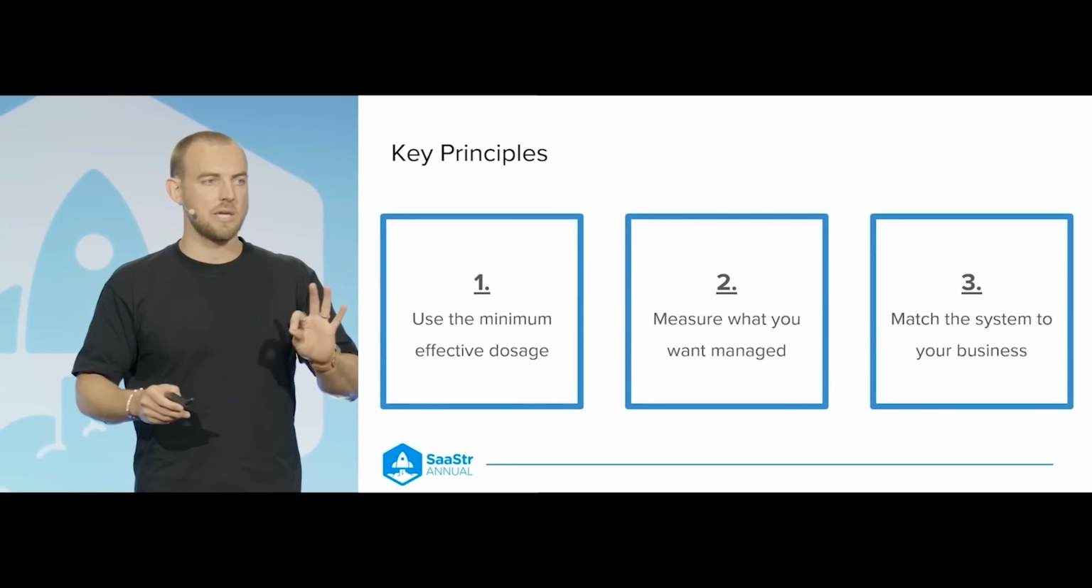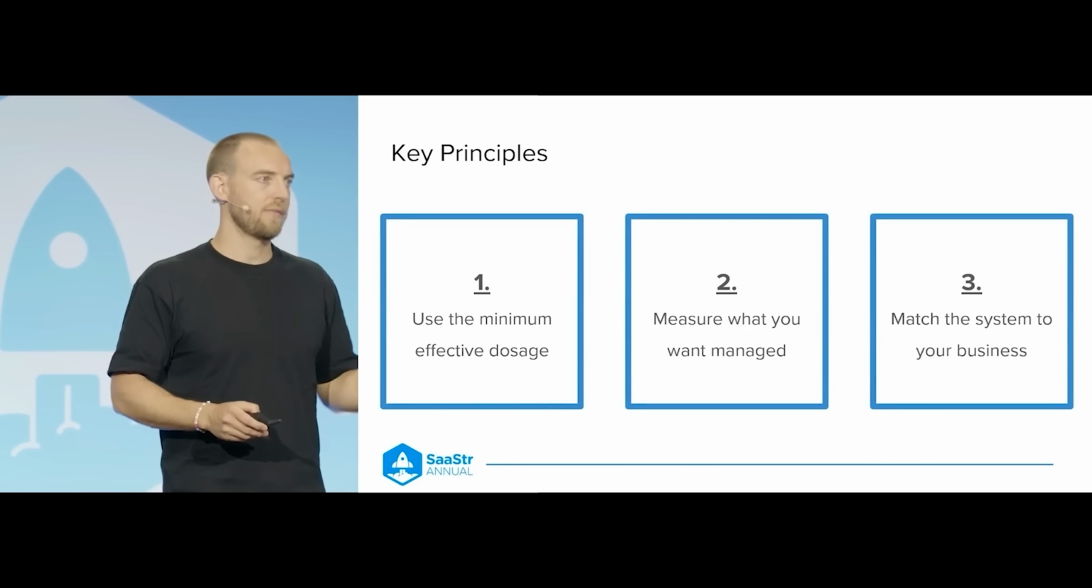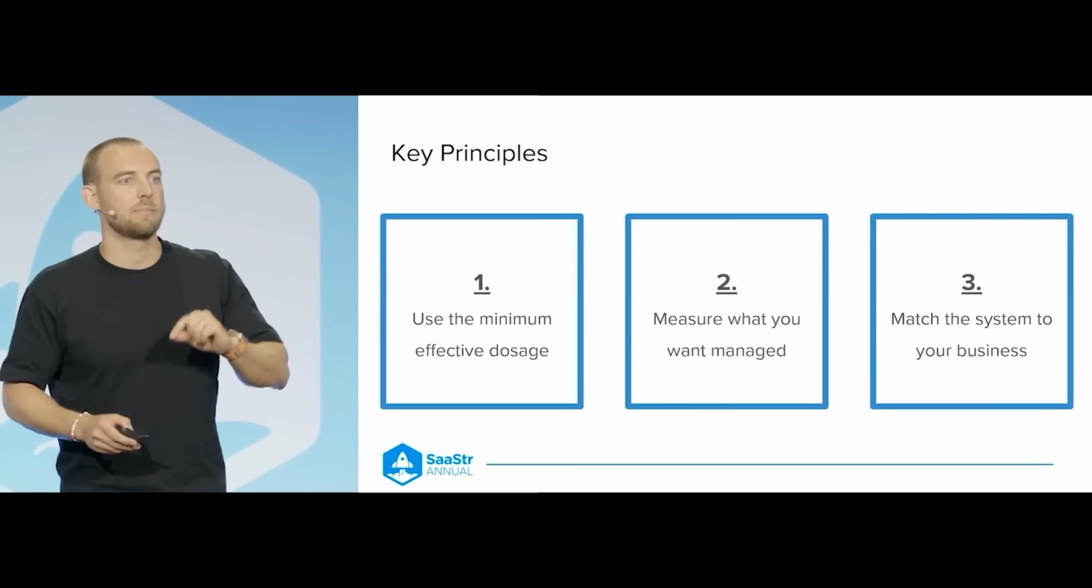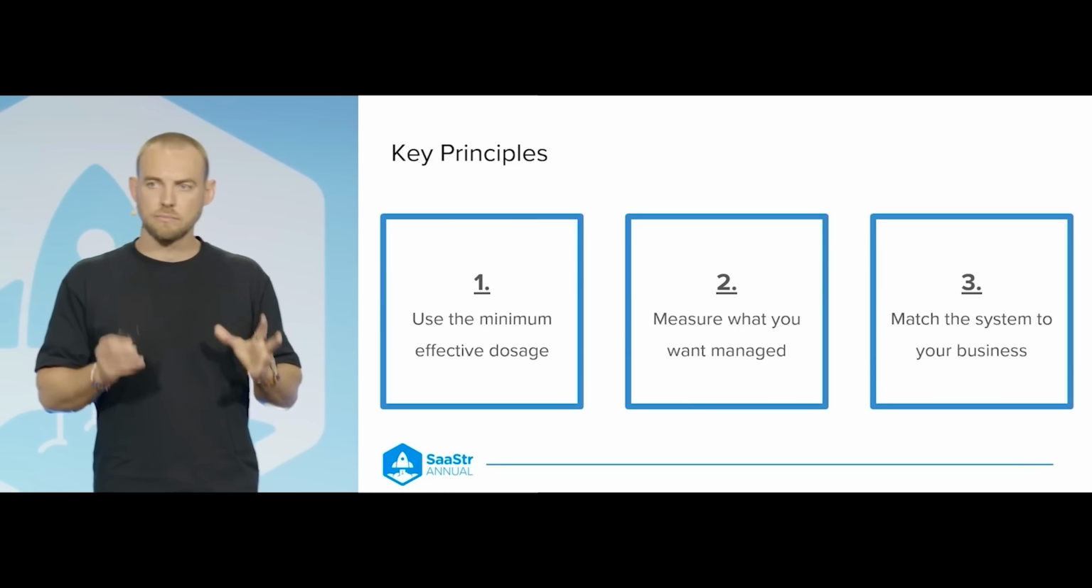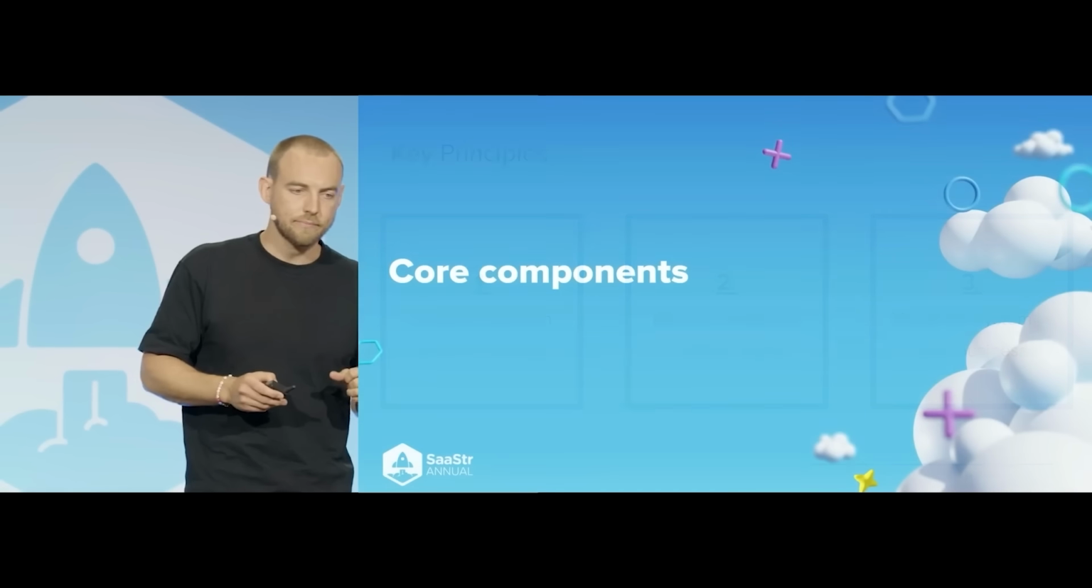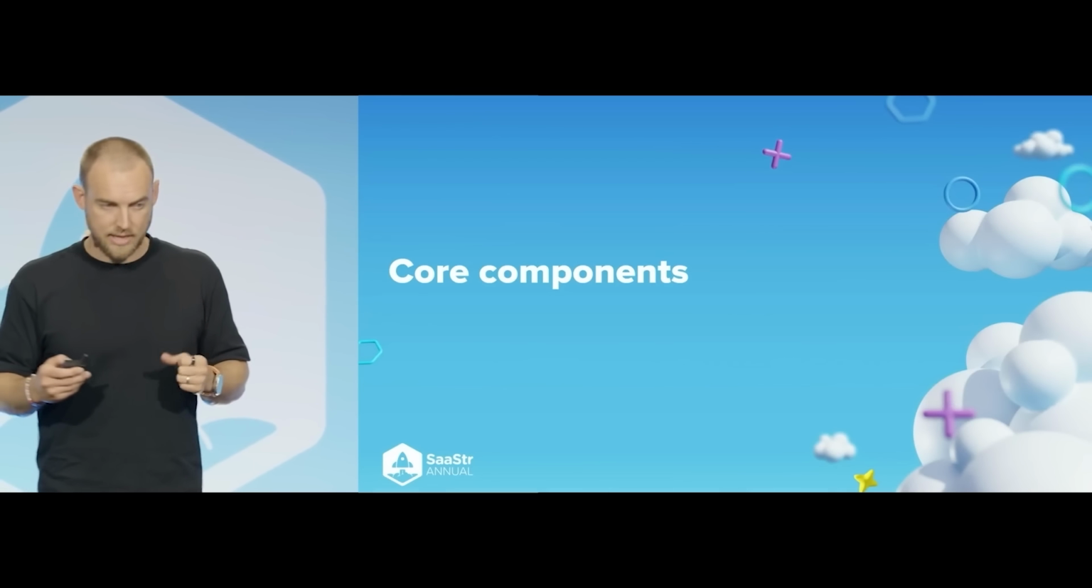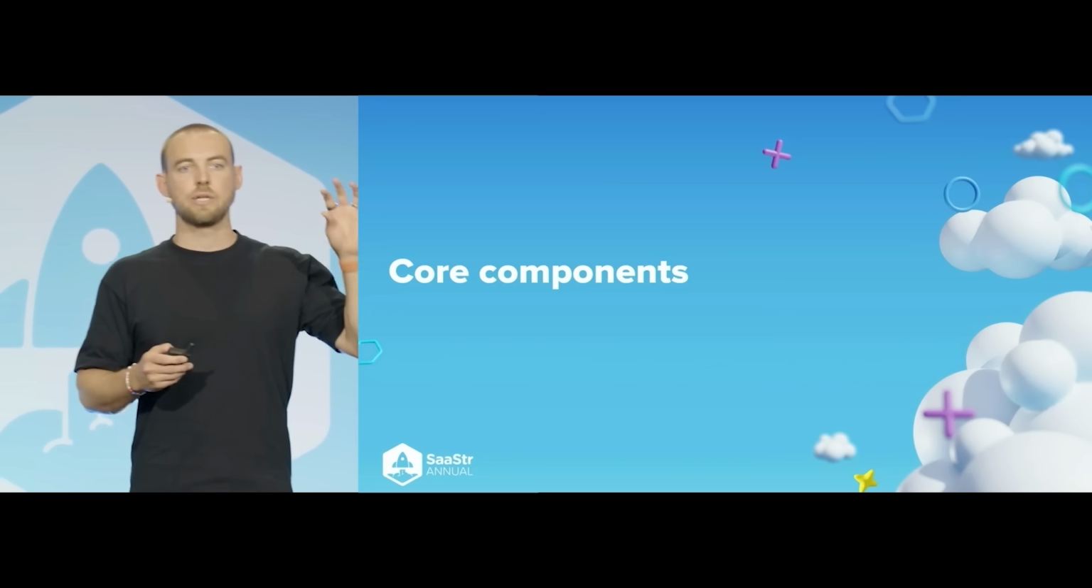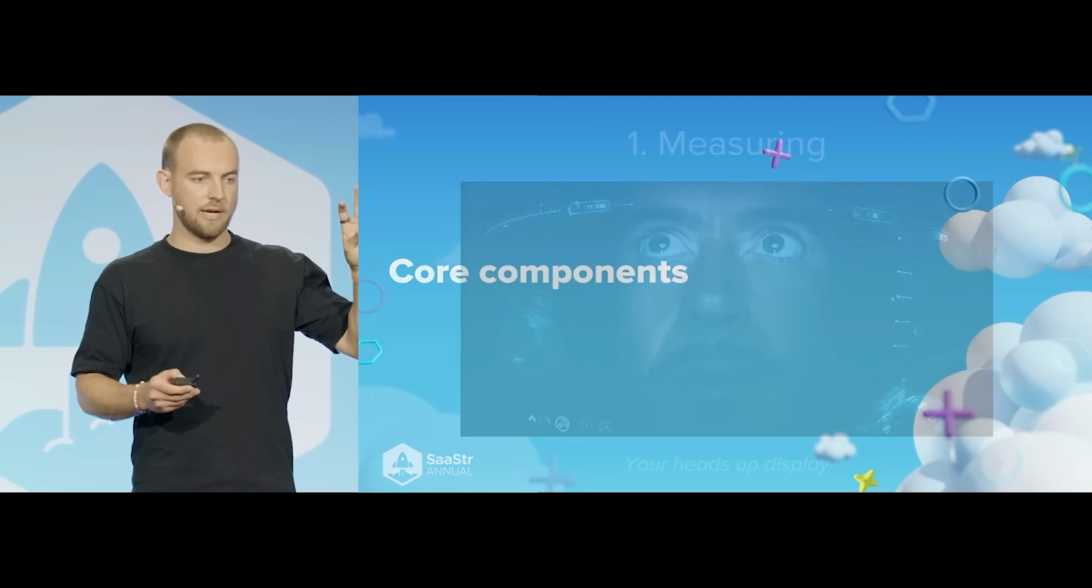So these are the 3 key build principles: minimum effective dosage, matching the state of your business, and measuring what you want managed. These are your important swing thoughts. Okay, let's get into what the heck this thing actually is. So the core components: measuring, managing, planning, communicating.